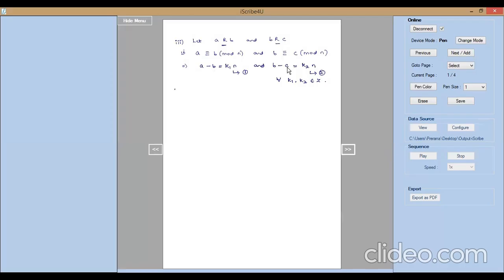So what we are implementing is equation 1 plus 2. This gives us A minus C is equal to K1n plus K2n. So A minus C is equal to (K1 plus K2) into n. From this, can we write down A is congruent to C modulo n? Can we write down like this? Yes, we can write down because K1 plus K2 also belongs to the set of integers.